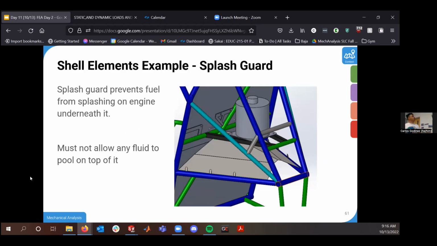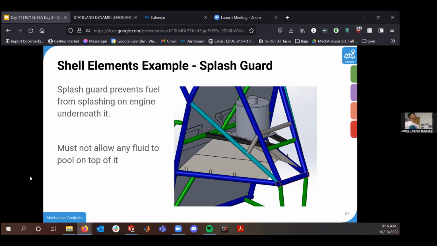Another example of a shell element was a case study of what I did 2 years ago. This piece right here is the splash guard on the Baja car. This tube right here is the fuel tank. The splash guard is there in case there's any spill of fuel while you're refilling the fuel tank; the engine sits right underneath in this small little pocket right here. The splash guard prevents any fuel from getting onto the hot engine.